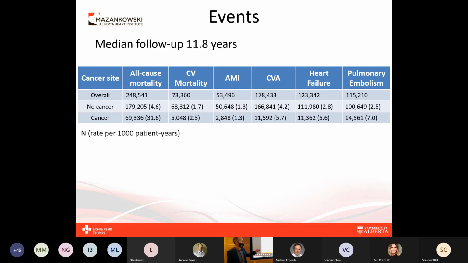And so we had about 12 years of follow-up on this cohort, and what we found was that there were a lot of cardiovascular events. So in the cancer group, there was a CV mortality rate of 2.3% versus 1.7% in the no cancer group, and really all cardiovascular event rates were higher, with the exception of MI. So MI rates seem to be similar.